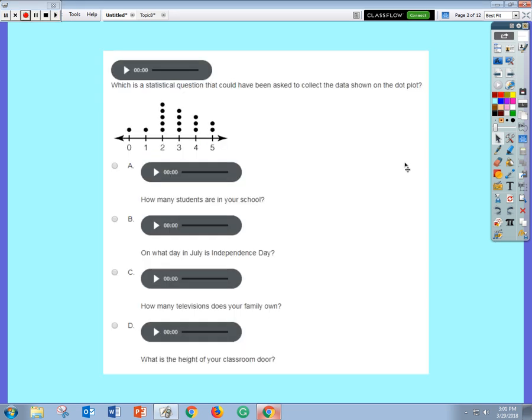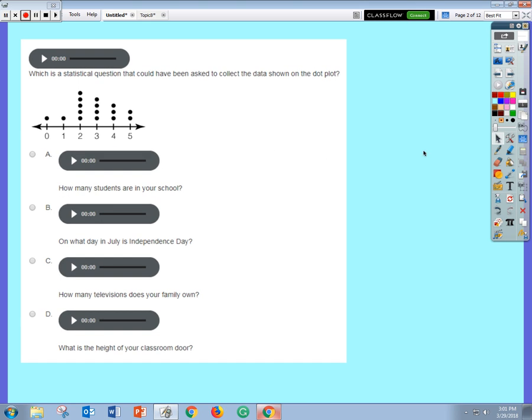First question, now I'm going to move this over slightly. Which is a statistical question that could have been asked to collect data shown on the dot plot? It says we're looking for a statistical question. Now we're going to get multiple answers here, a variety of answers. That's what we get for statistical questions, a variety of answers, not just one answer. And we have the answers of 0, 1, multiple people said 2, 3, 4, and 5.